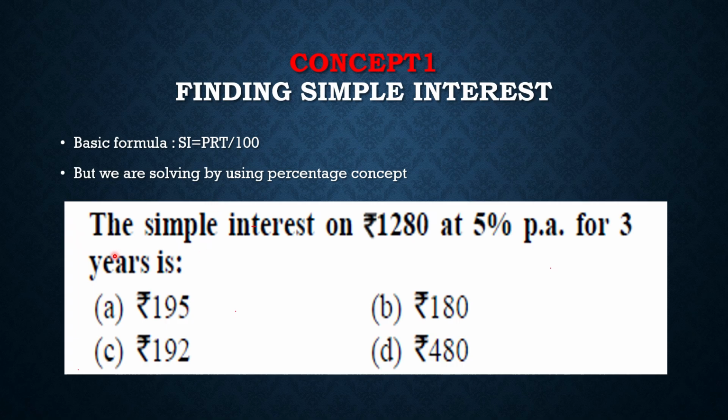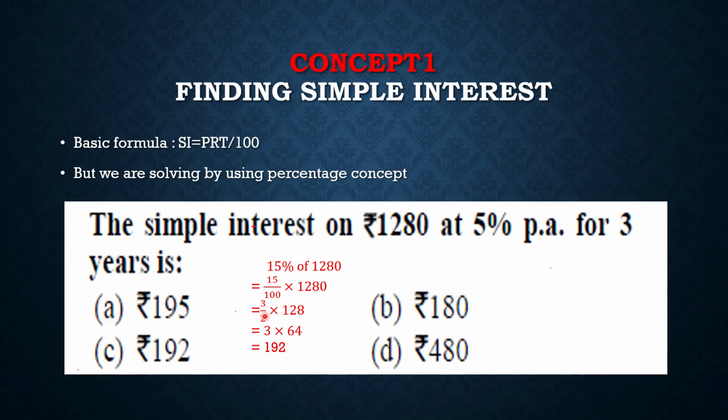Here is the first question. The simple interest on 1280 at 5% per annum for 3 years. We have to calculate the simple interest on the principal of 1280 rupees at 5% per annum for a time period of 3 years. Initially we have 5% per annum, and there are 3 years, so total 15%. We have to calculate 15 percent of 1280. So 15 by 100 into 1280.